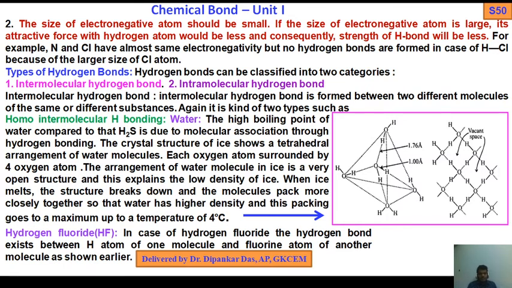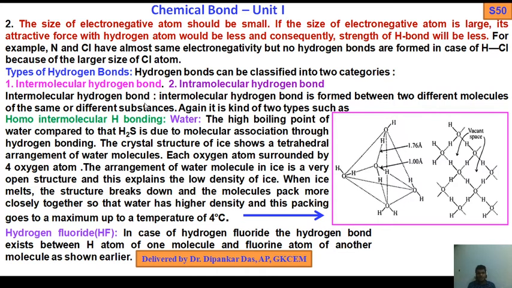Now, types of hydrogen bond. Hydrogen bonds can be classified into two categories: intermolecular hydrogen bonding and intramolecular hydrogen bonding. Intermolecular is not within the molecule, but between neighboring molecules, same or different. Intramolecular is within the molecule, so there is no question of association with other molecules. So first, the intermolecular hydrogen bond.